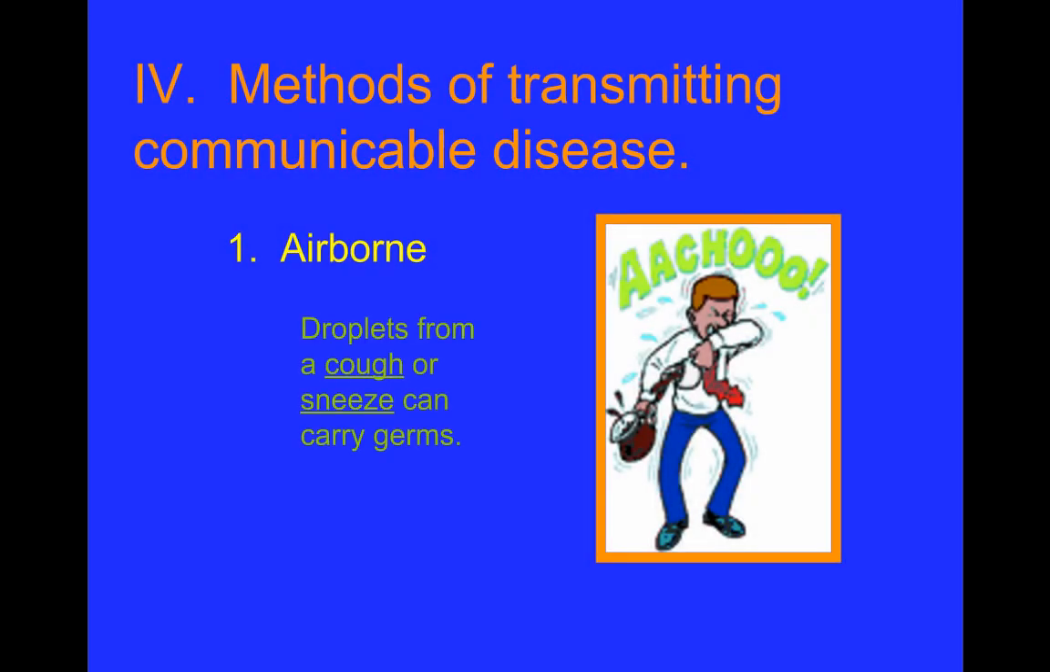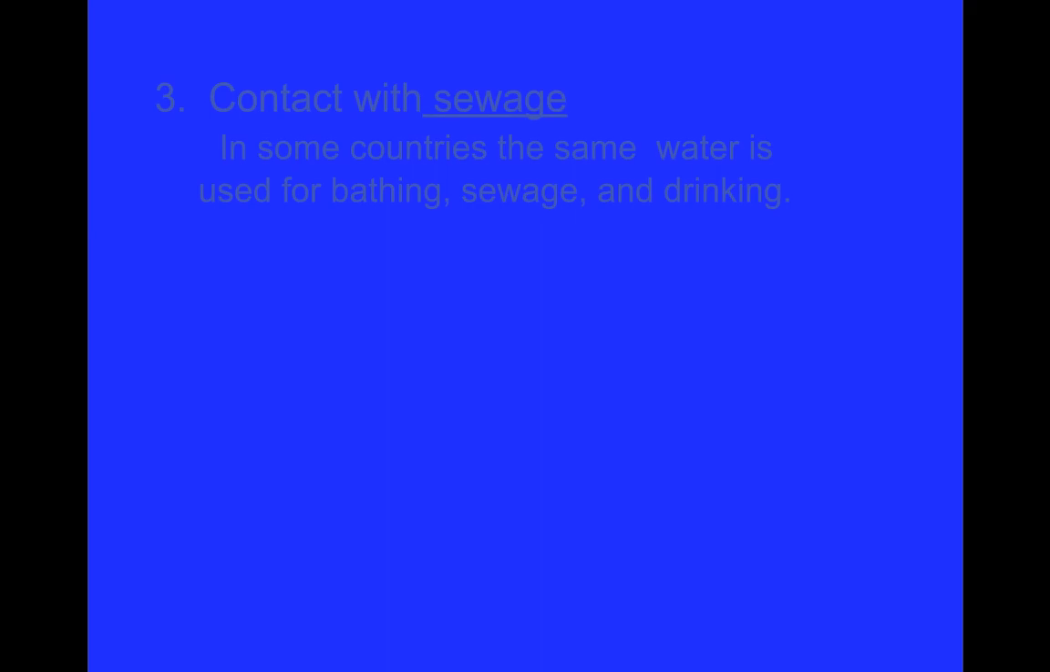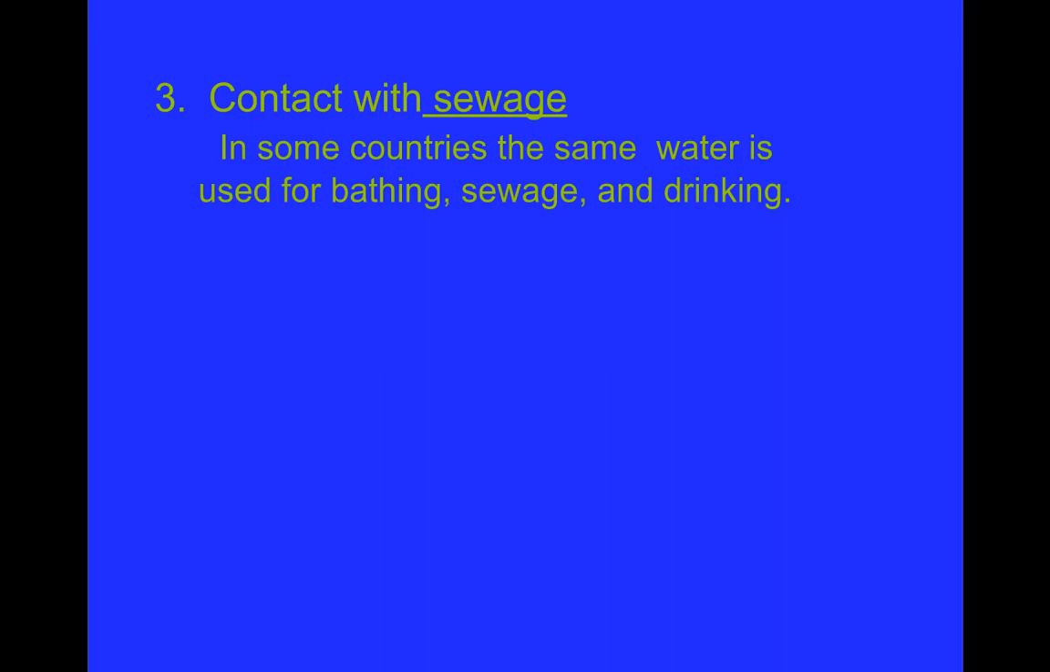Some other ways to transmit a communicable disease: contact with sewage. And not in this country, but we do know that in some other countries, the same water is used for bathing, is used for getting rid of sewage, and is used for drinking. So that can be a way that a communicable disease is passed on in other countries. You always have to be careful with any type of water or any type of area that could be next to sewage or that could be used for someone bathing.